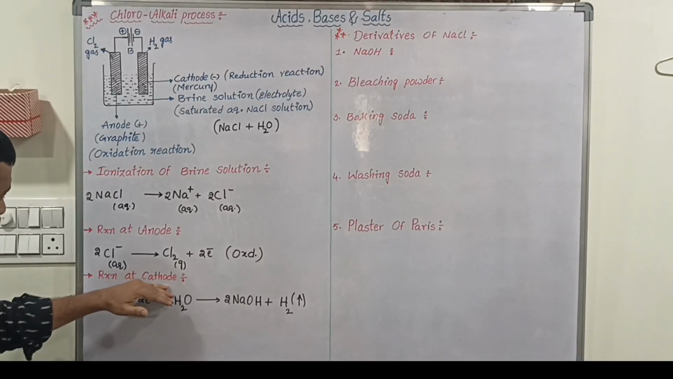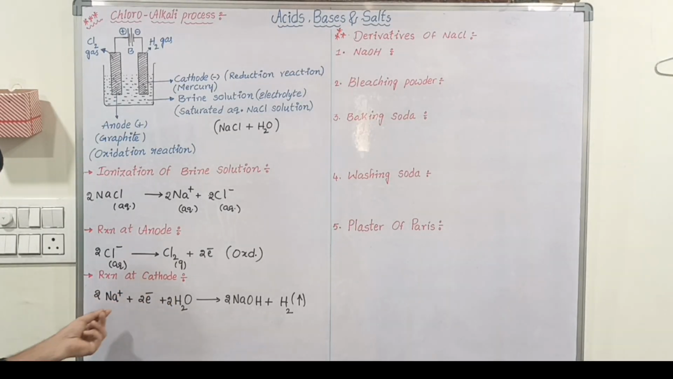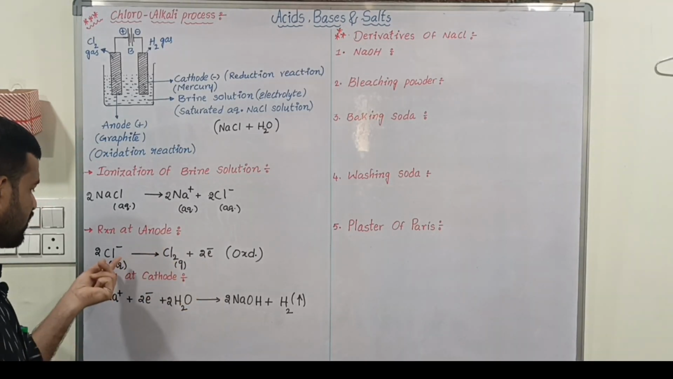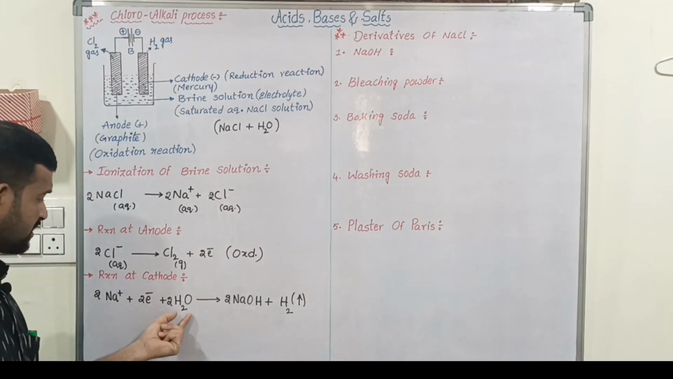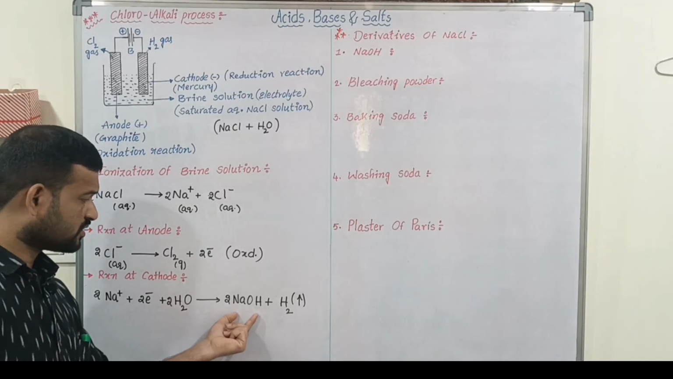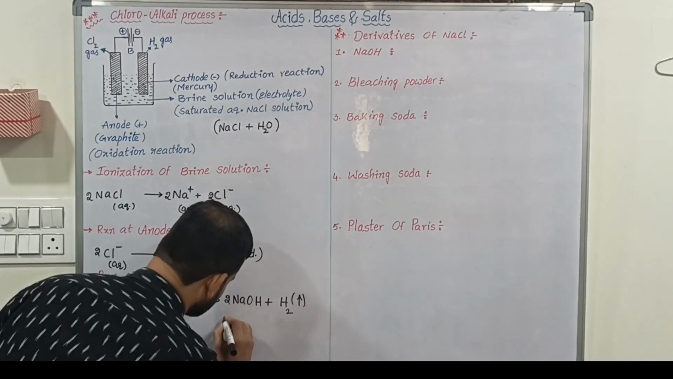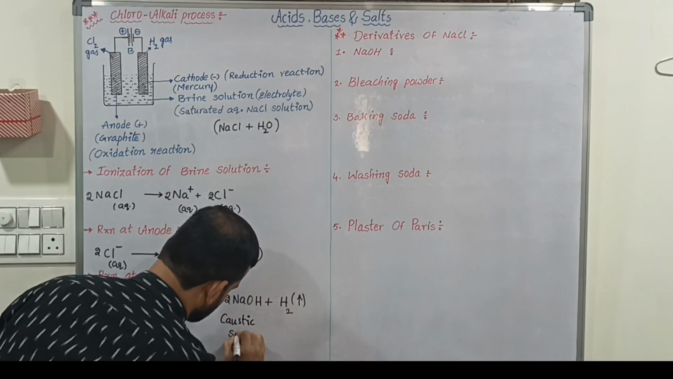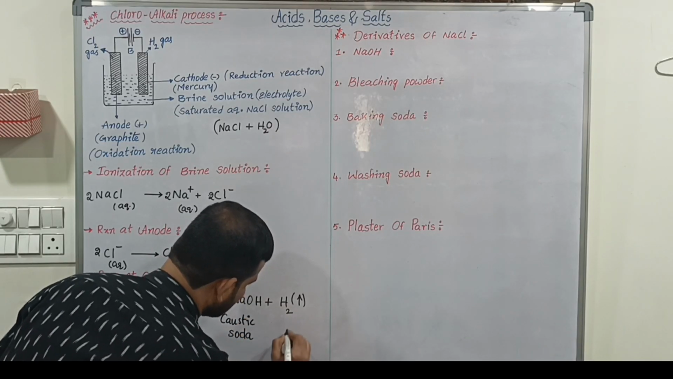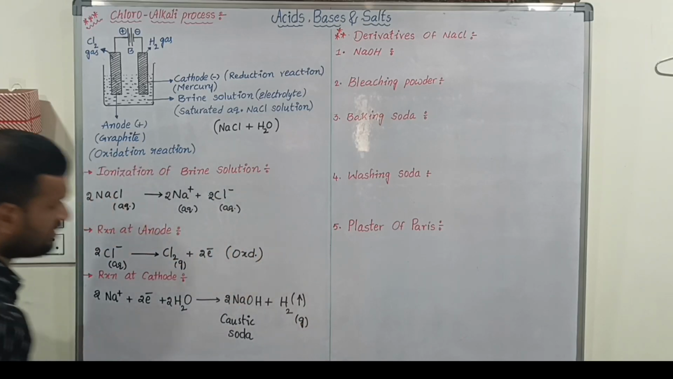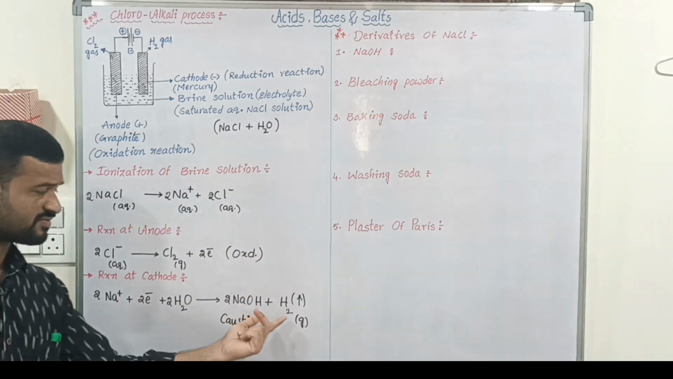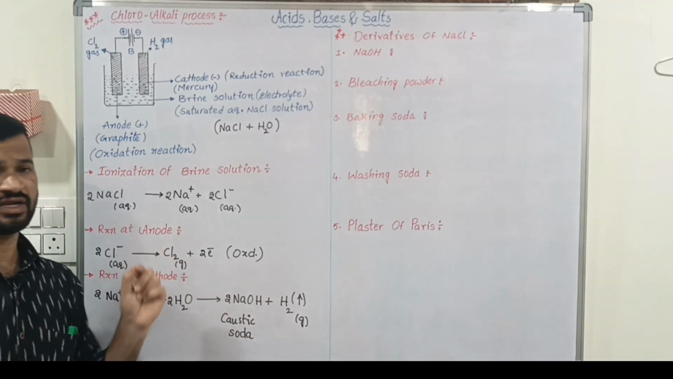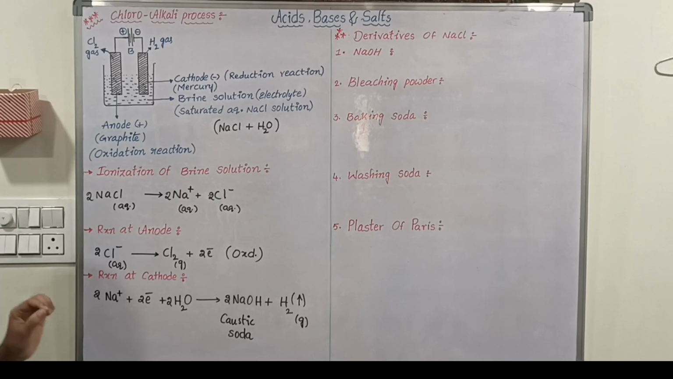Understand? So here at the cathode, reduction reaction takes place. That is, 2Na+ ions are gaining 2 electrons, which are given by chloride ions at the anode, and dissolved in water they form 2 moles of sodium hydroxide. This is caustic soda. This is hydrogen gas liberated at the cathode. So 2 kinds of substances are formed at the cathode, that is sodium hydroxide and hydrogen gas. This is the chloroalkali process.